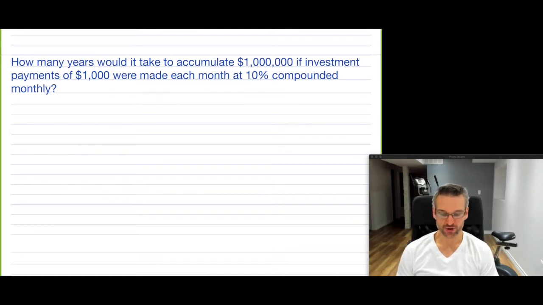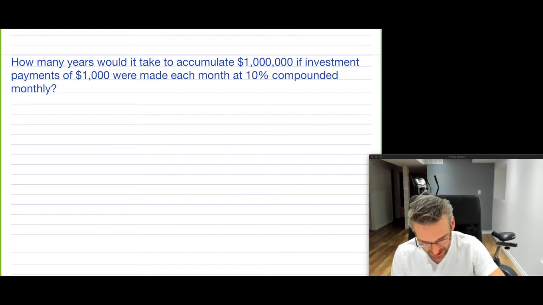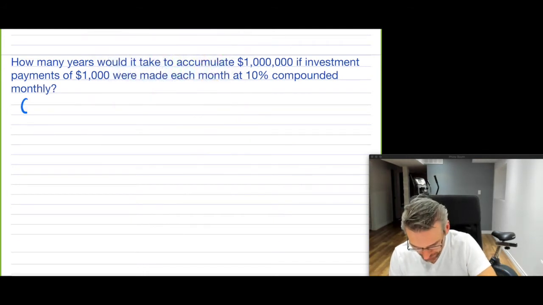How many years would it take to accumulate $1 million if investment payments of $1,000 were made each month? So if you're lucky enough to put away $1,000 each month, and you had 10% compounded monthly, then how many years would it take you? So this is a very interesting question. So let's take a look and see what is given in this example.